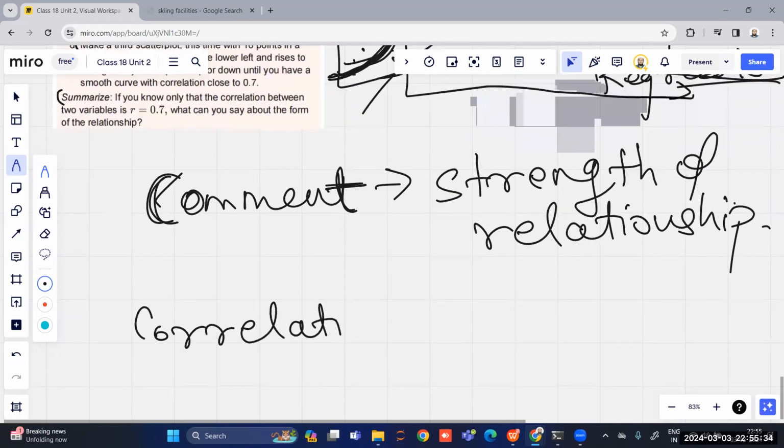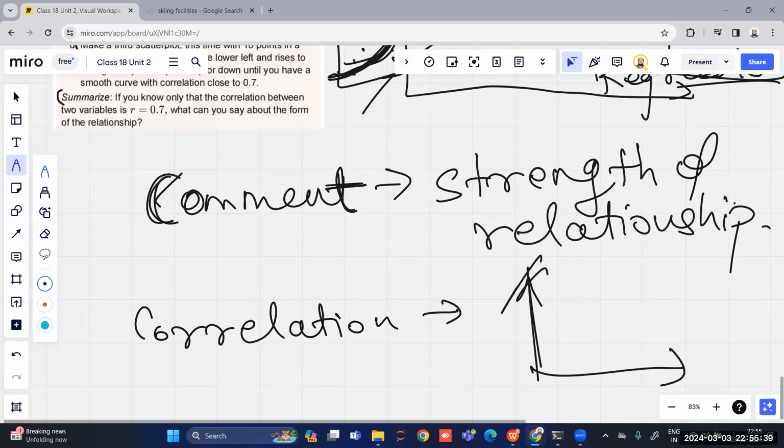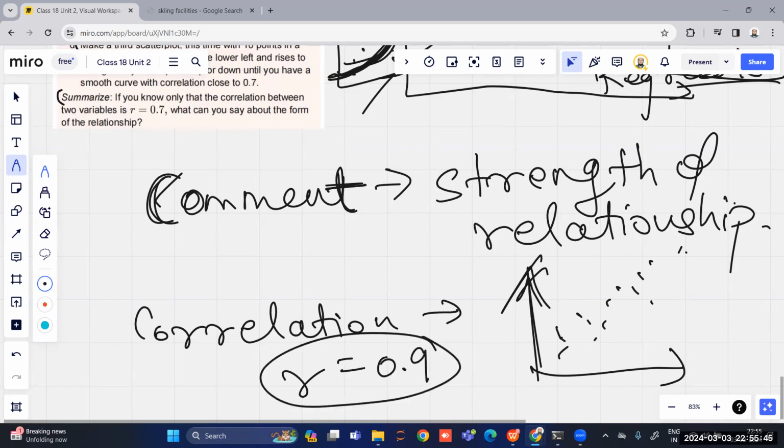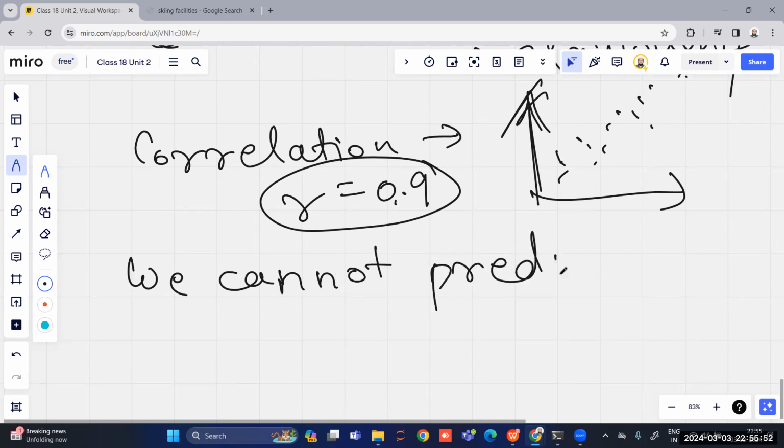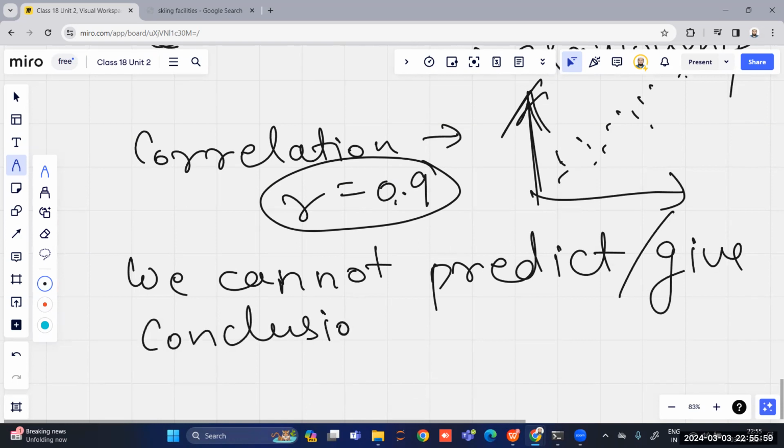Correlation does not plot a line. It generally just looks at the points and their association and tells about the value of it, likewise 0.9. So depending on this, we cannot predict the future. We cannot predict or give conclusions about the future.